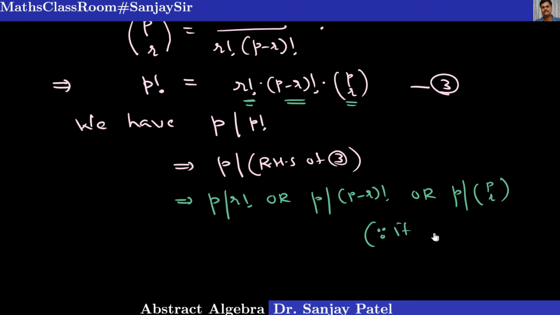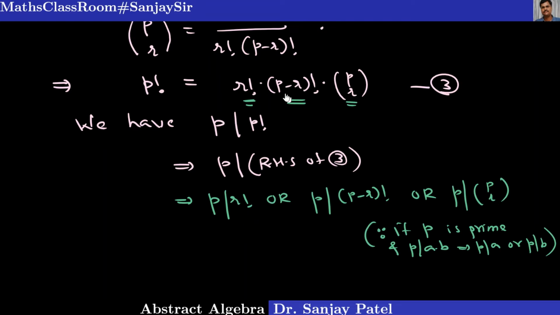If p is prime and p divides a into b, then either p divides a or p divides b. So I am using this result in a generalized form. Not only for two integers, it is true for any number of integers. Say if p divides a1, a2, a3 up to an, I can say that p divides at least one integer out of a1, a2, a3, an, and that is valid only when p is prime. It's a very famous result from number theory.